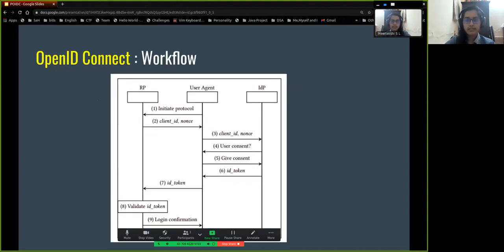So this is the flow of OpenID Connect. There would be a relying party, user agent, and identity provider. The user agent would initiate the protocol by asking to log in. The relying party would send the client ID and the nonce, which would again be passed to the identity provider. The identity provider would ask for user consent. The user agent would give consent, and the identity token would be returned. The identity token would again be sent to the relying party. It would be validated, and login would be confirmed.